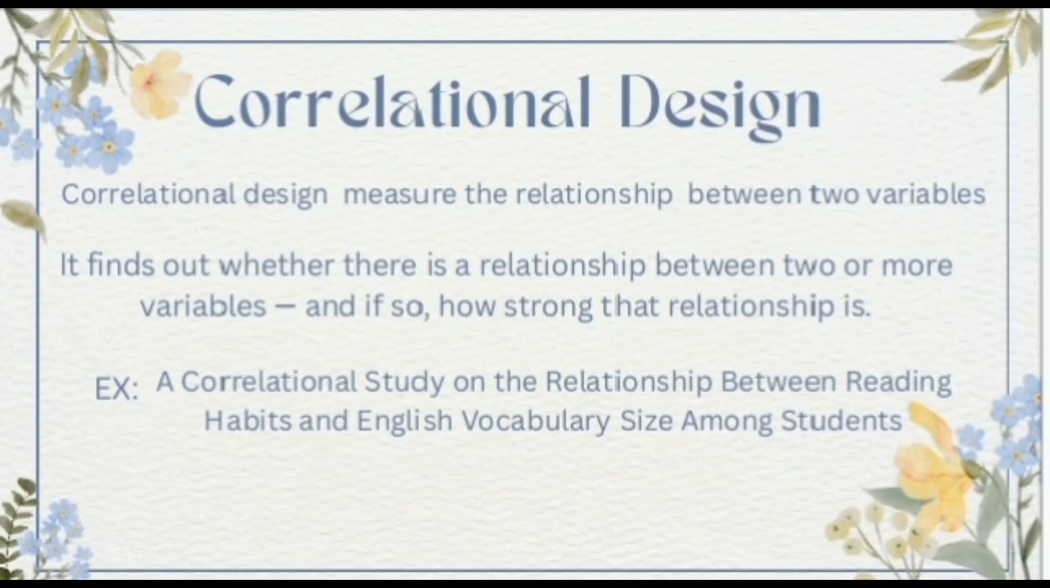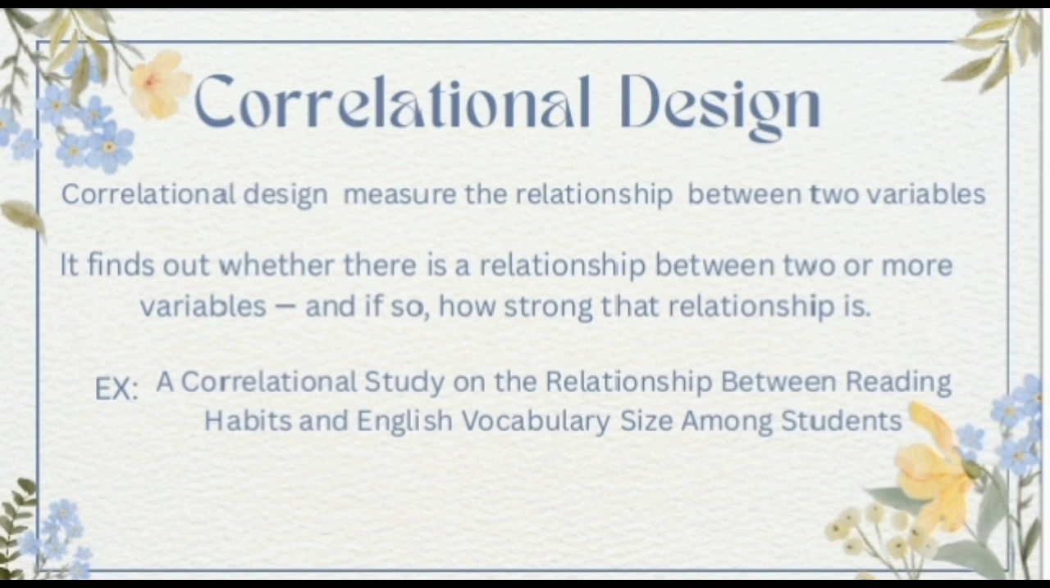Then we have the correlational design. Basically it is also a design of quantitative research. In correlational research, we check the relationship between two variables, how these both variables are related to each other. It finds out whether there is a relationship between two or more variables, and if so, how strong that relationship is. The researcher finds the relationship between two variables, and checks how strong, weak, or average their relationship is.